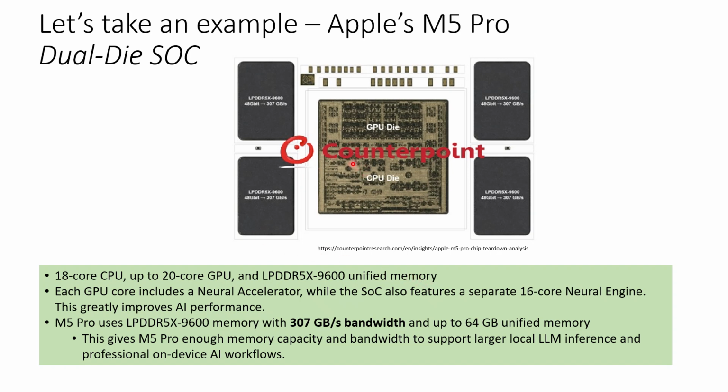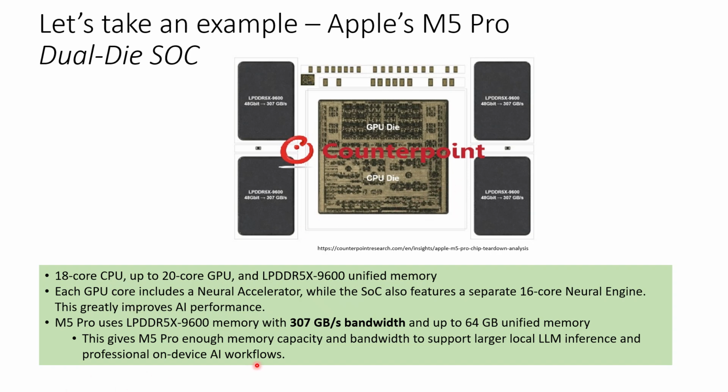So each GPU core here can contain a neural accelerator, while the SoC features a separate 16-core neural engine. This definitely aids in having excellent AI performance going into the future. This particular M5 Pro solution has LPDDR5X 9600 memory, which translates to 307 gigabits per second bandwidth, and you can see there are 4 such solutions, leading to a 64 gigabyte unified memory.